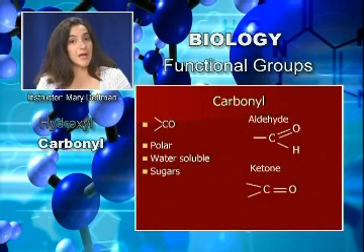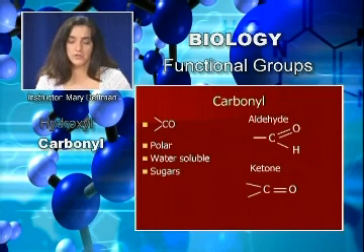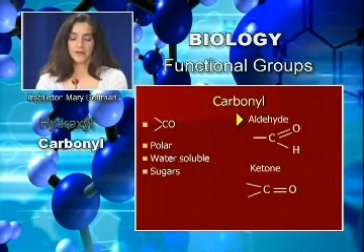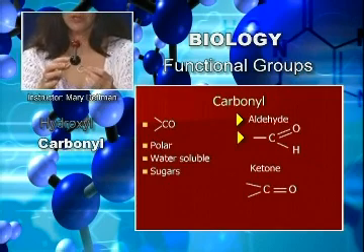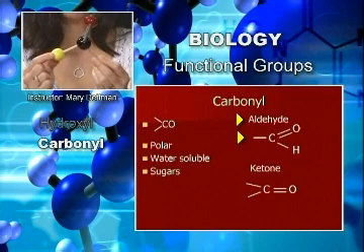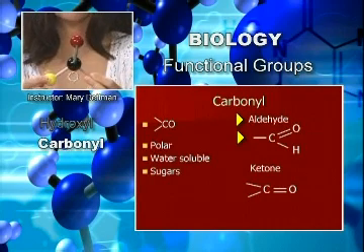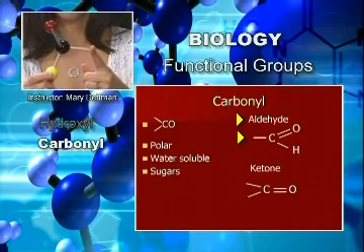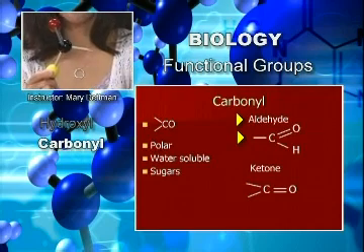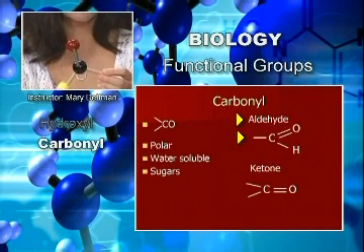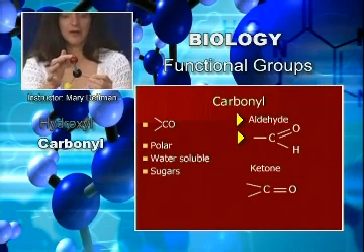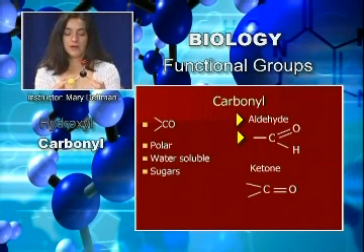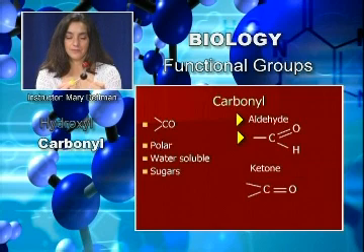Now there are two different types of carbonyls. The first one is our aldehydes. Aldehydes have a carbon double bonded to an oxygen and also bonded to a hydrogen. So these aldehydes we find at the end of a hydrocarbon chain. Our carbon skeleton would come off in this direction. So we have our double bonded oxygen to our carbon with our hydrogen at the end.